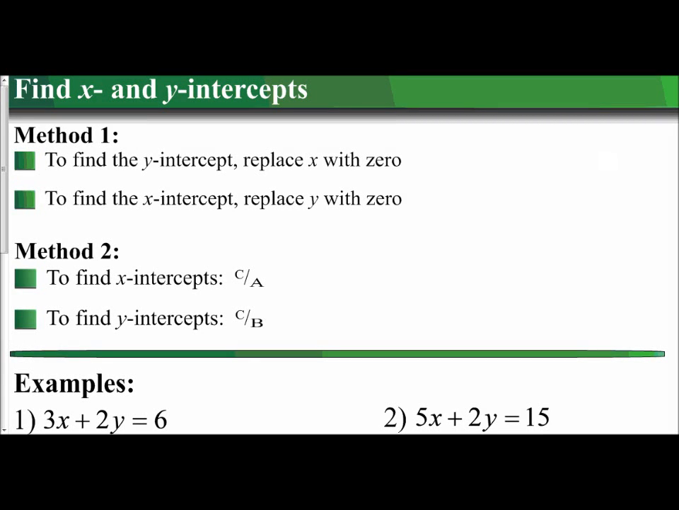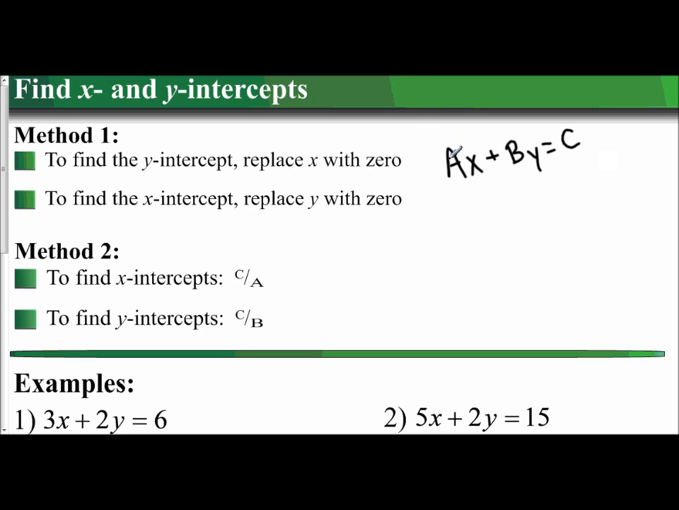In the following video, we're going to examine how to find the x and y intercepts of linear functions from standard form. Remember, standard form is ax plus by equals c, where a, b, and c cannot be fractions, and a must be positive. Now, the first method you could use is to find the y-intercept: replace the x with 0, and solve for y.